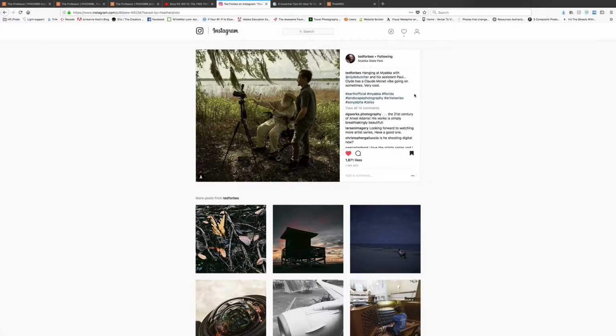So here's Ted Forbes' caption. Hanging at Mayaka at Clyde Bookshire and his assistant Paul. Clyde has a Claude Monet vibe going on sometimes. Very cool. Well, that's a great caption. He's referencing a piece of history and comparing Clyde with that piece of history. So it gets people thinking and looking even deeper into the photograph.